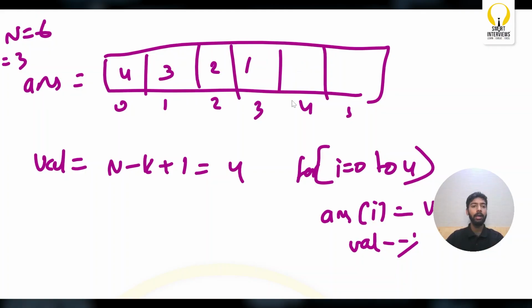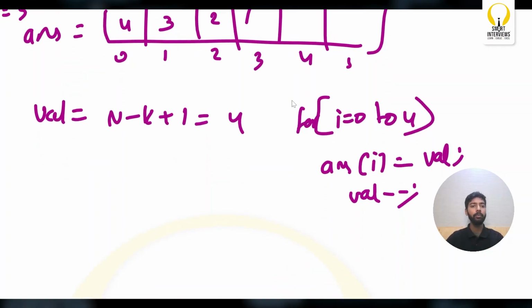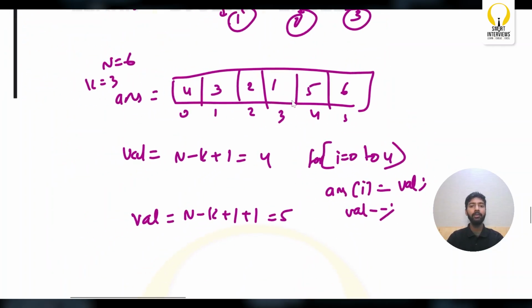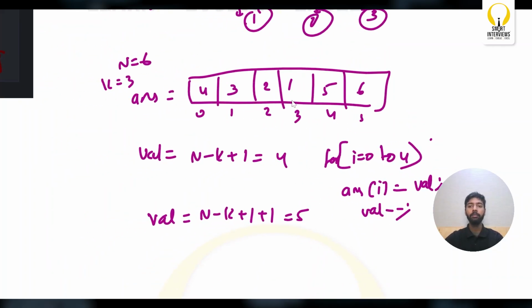So what can I do? I can again initialize the value to n minus k plus 1 plus 1. So this will become 5. So I'll initialize 5 here, then I'll initialize 6 here. So let's try to convert the same logic into the code.